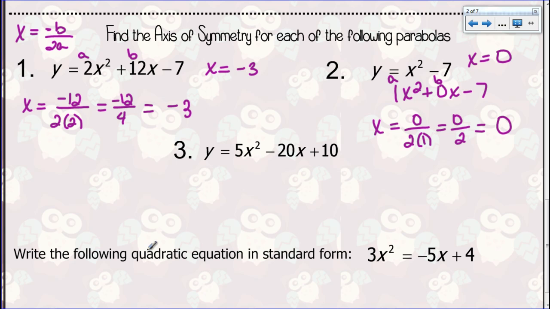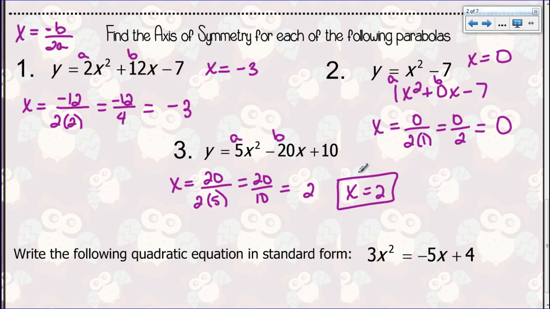So pause again, see if you can do number 3, come up with the line of symmetry, and then come back and check. So I plugged in my numbers. A is 5, B is negative 20, so the opposite of B is positive 20 divided by 10, because 2 times 5 is 10, and that simplifies to be 2. So the axis of symmetry for this is 2.